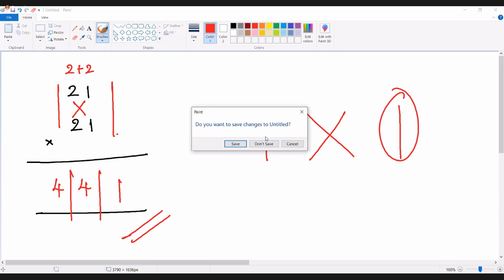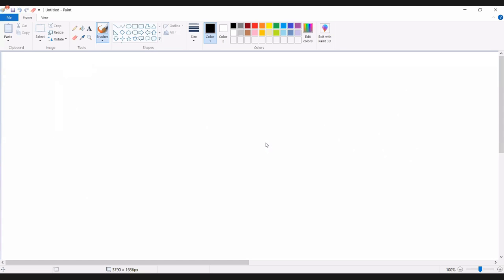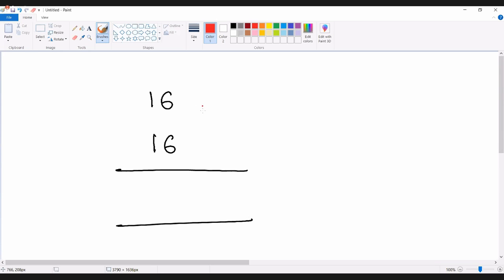Let me do it for one more number so that you will get some more clarity in solving the question. For example, I want to find out what is the product of 16 into 16. You can use the same approach. What is 6 into 6? 6 into 6 is giving a result as 36.